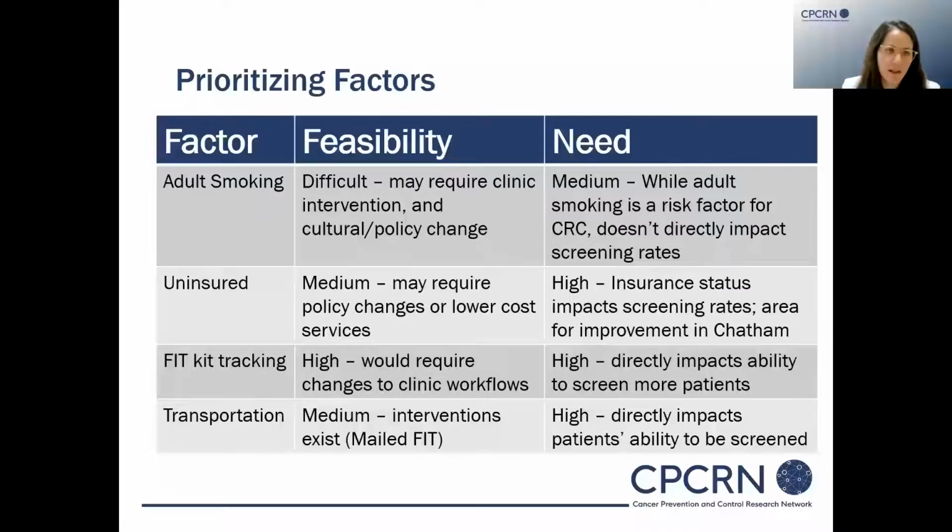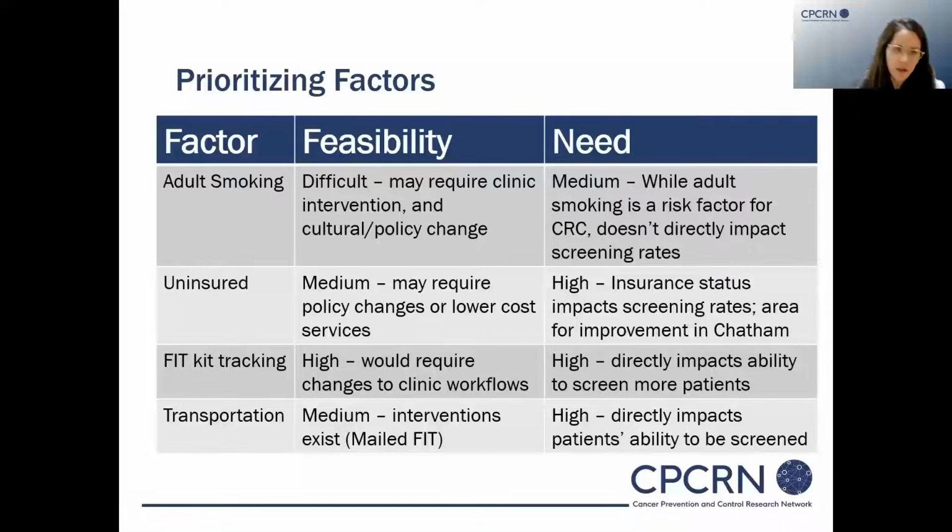So for something like adult smoking, the feasibility is rather difficult. It may require a clinic intervention at the patient level, or even cultural or policy change at the environment level. And then the need, I would say it's medium, because while adult smoking is a risk factor for colorectal cancer, it doesn't directly impact screening rates, which is what we are funded to focus on in our example.